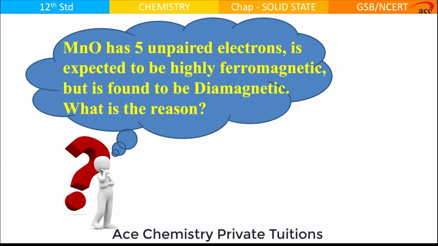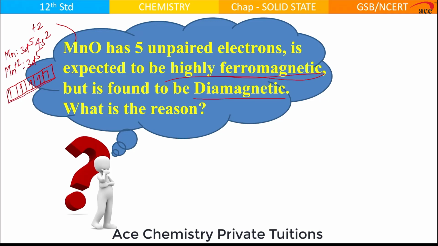Now, if you see MnO, where Mn has an oxidation state of +2, you know Mn has 3d5 4s2. So, if you go to Mn2+, it has 3d5, and if you draw a box diagram for 3d5, you will find it has a large number of unpaired electrons. When there is a large number of unpaired electrons, it is expected to be highly ferromagnetic, but it was found to be diamagnetic. Now, for us this is a surprise. We expect so many unpaired electrons, and we expect it to be ferromagnetic. What was observed in nature was diamagnetic. What is the reason?